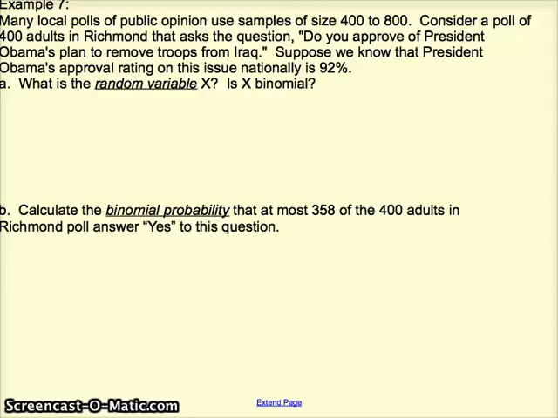Okay, so we're doing a local poll here. Consider a poll of 400 adults in Richmond that asks the question, do you approve of President Obama's plan to remove troops from Iraq? Okay, it's an older question. Suppose we know that President Obama's approval rating on this issue nationally is 92%. But what's the random variable here? Okay, we're taking a survey. What's random? Think about the question we're asking. The random variable x is number of what? Pause me.